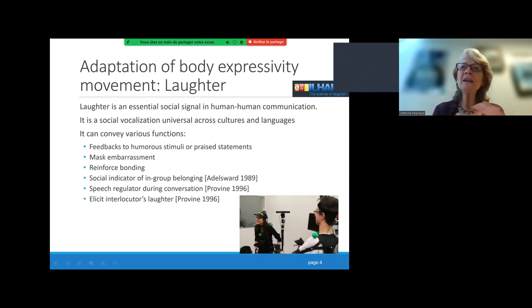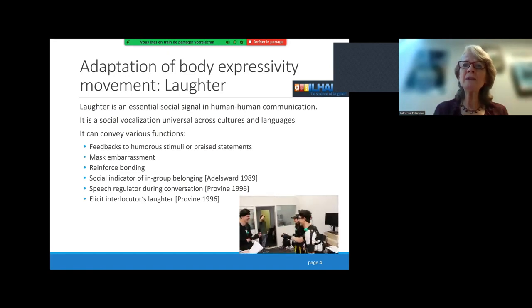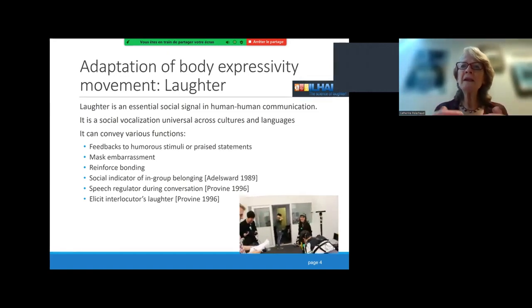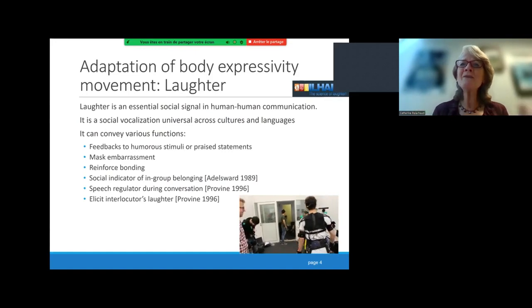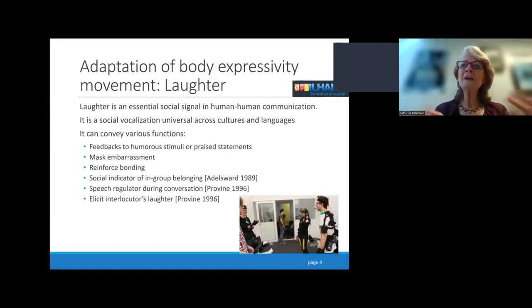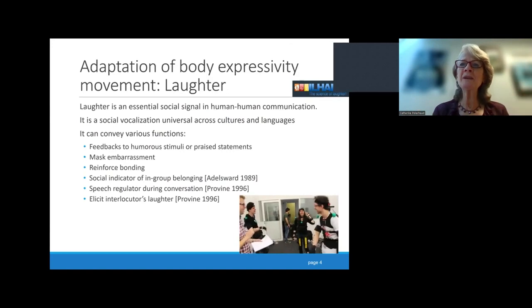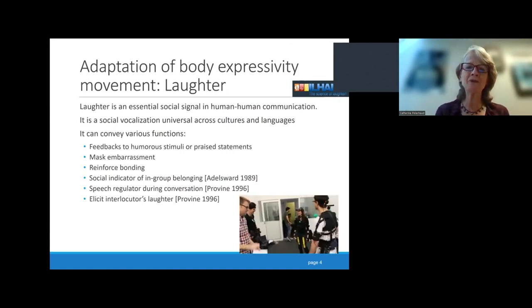What we can see here is people in a really lively interaction. Somebody said a joke and they're all participating in the laughter.